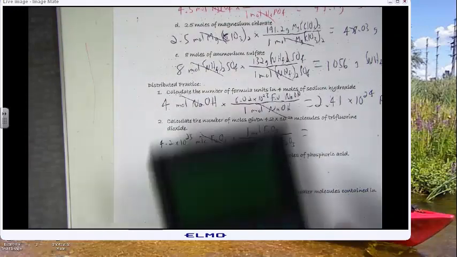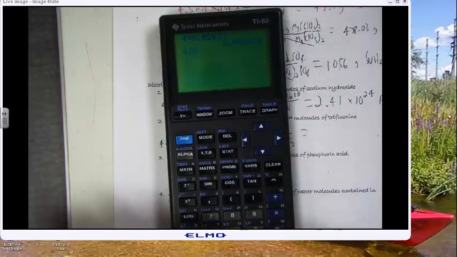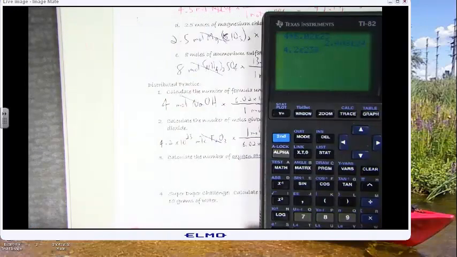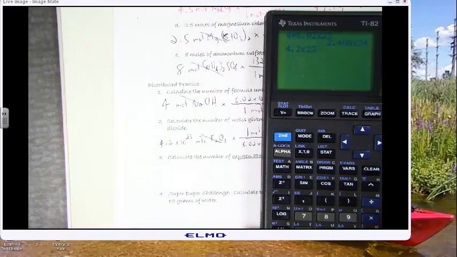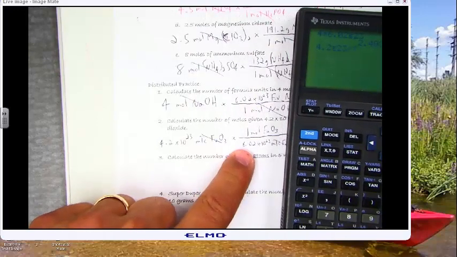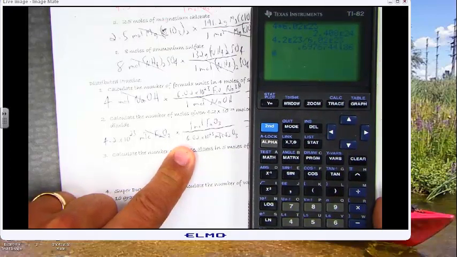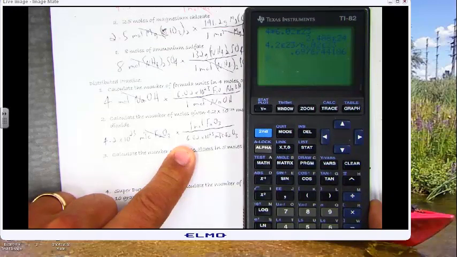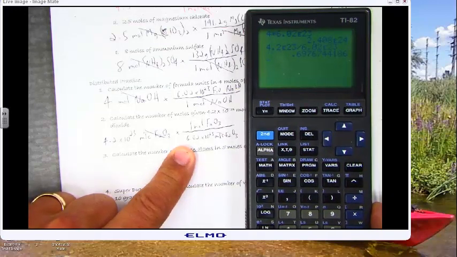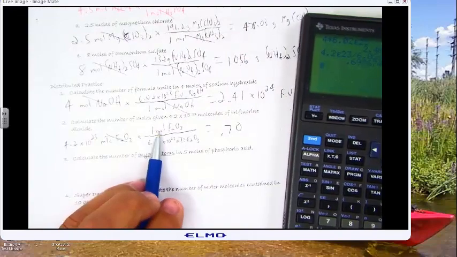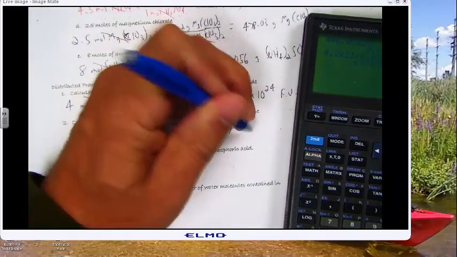Putting that into the calculator, 4.2 second function E, or times 10 to the 23rd, divided by, because this is on the bottom, we divide by 6.02 second function E times 10 to the 23rd. Remember, I don't put in the times or even the 10. And I will get 0.70 after rounding. 0.70. My unit will be moles of F2O3.